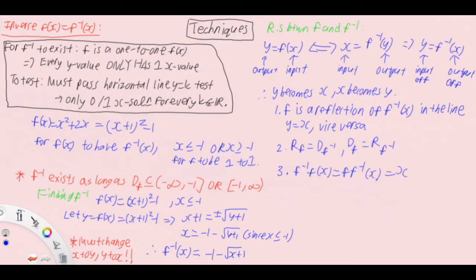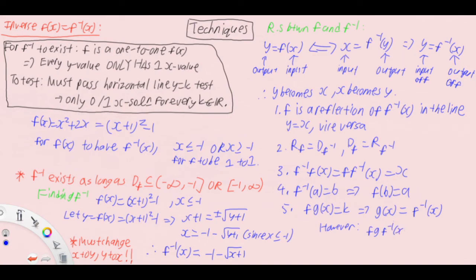Another thing, f inverse f(x) equals simply x, and f inverse(a) = b would mean that f(b) = a. If we have the composite function fg(x) = k, g(x) is simply f inverse(k). However, one thing to take note of is that if you have f g f inverse(x), it is not g(x), because f and f inverse only cancel out when they are adjacent.